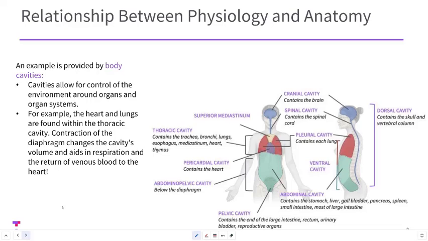We have the pleural cavity that contains the lungs. We have the pericardial cavity that contains the heart. And then we have the mediastinum, which is the middle superior region of the heart. And then we have the abdominopelvic region, which is below the diaphragm.